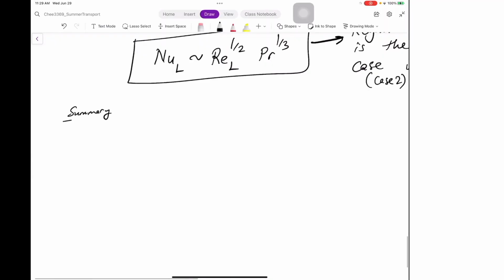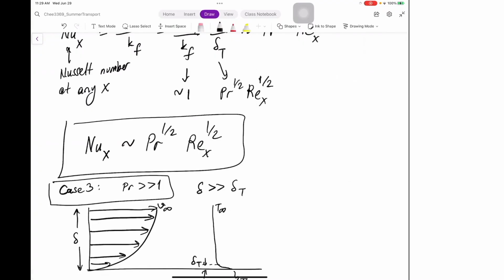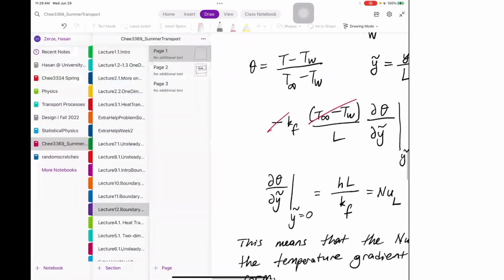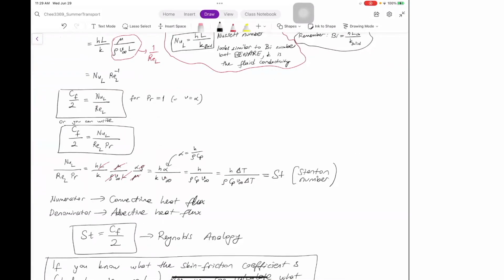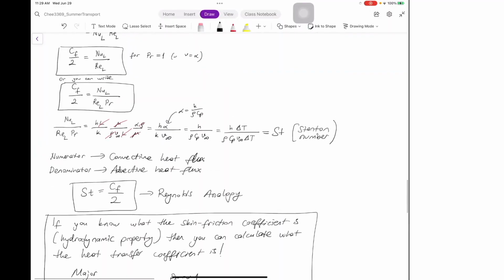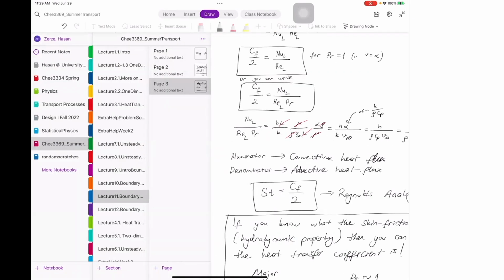Summary. We investigated three cases. Prandtl number almost 1, where we got, it was yesterday, I guess, Nusselt or Reynolds-Prandtl, Cf/2.